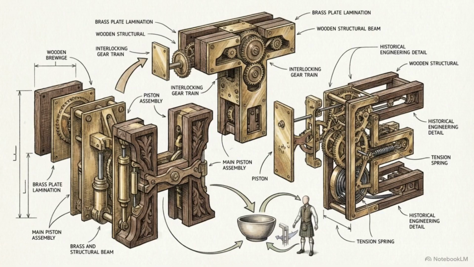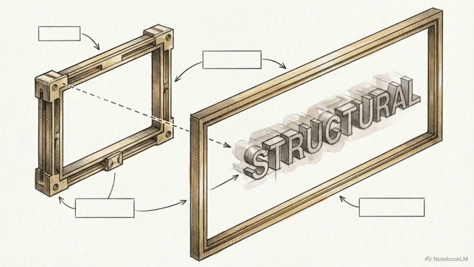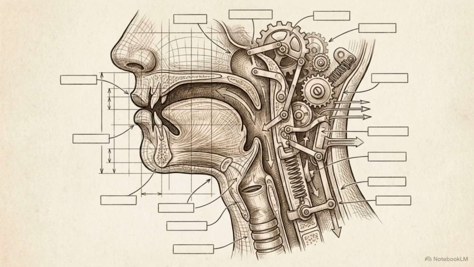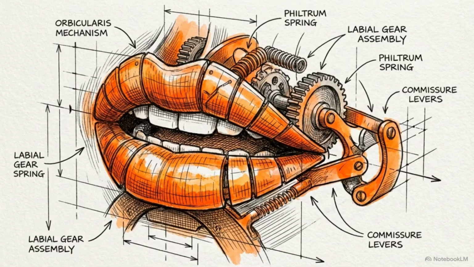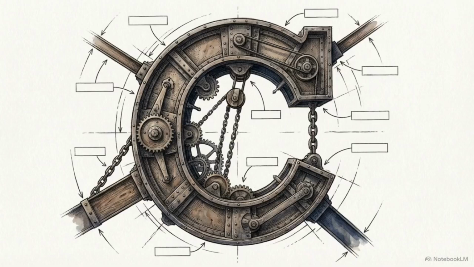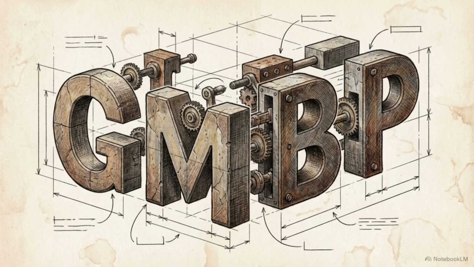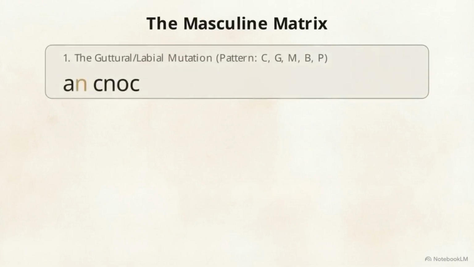That handles the noun itself, but the definite article, the word for the, also morphs. Its form depends entirely on the first letter of the noun it precedes. The most common triggers for this external mutation are guttural and labial consonants, specifically words starting with C, G, M, B, and P. Watch the mechanics. With guttural consonants, the article's N drops, and an H forces into the noun. N knock becomes a chnoik.